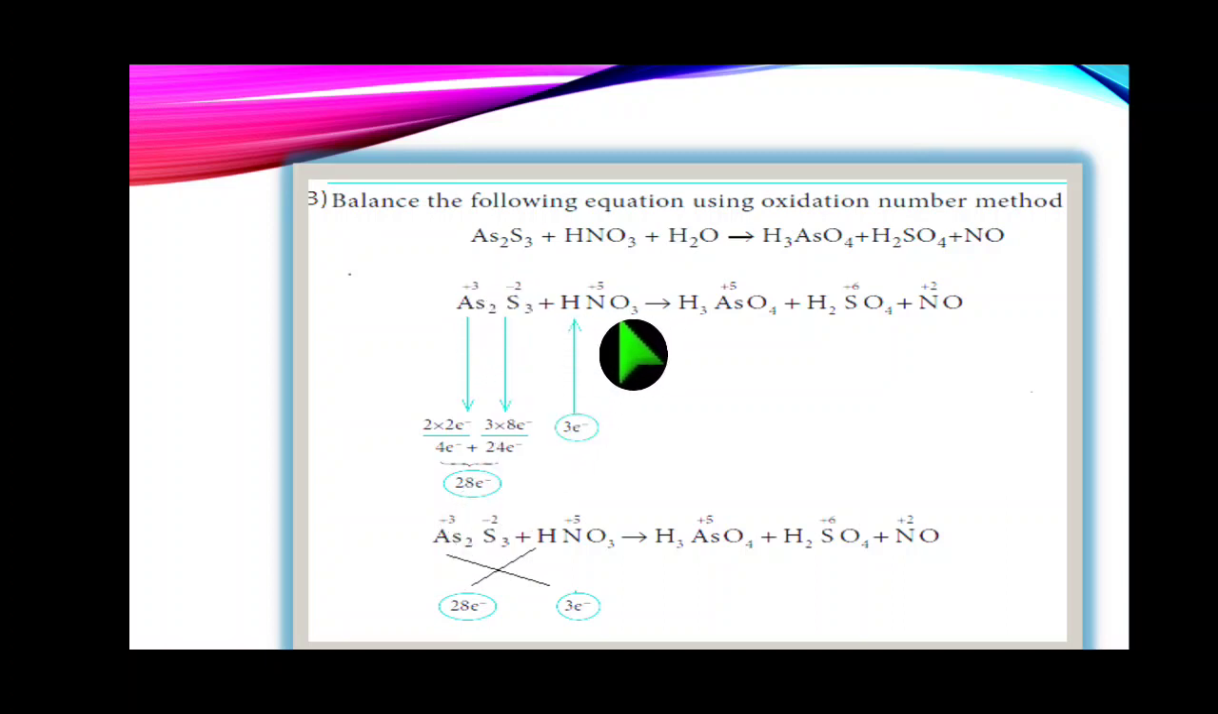Now the nitric acid nitrogen oxidation state is plus 5, and on the right side, nitric oxide nitrogen oxidation state is plus 2. So plus 5 to plus 2, 3 electrons transfer. Now we have to make a cross multiplication between 28 electrons and 3 electrons. So write the equation again. Below the arsenic sulfide, 28 electrons, total number of electrons; nitric acid, 3 electrons. Now you can make a cross multiplication for balancing the equation.